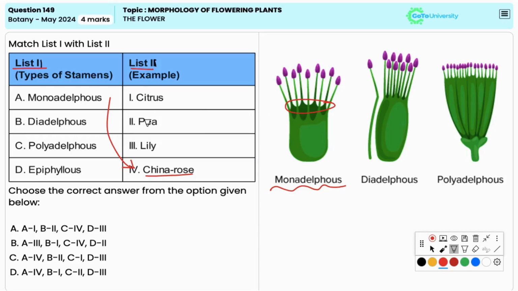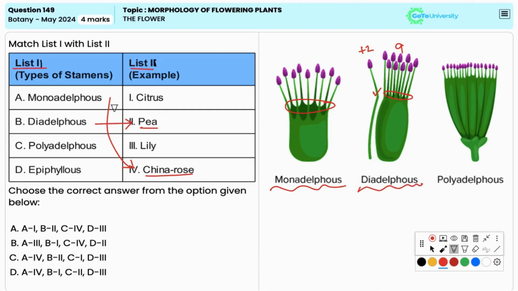In P, the stamens are grouped into two bundles, one consisting of 9 stamens and the other a single free stamen. And this arrangement is called diadelphous. Thus, B matches with 2.